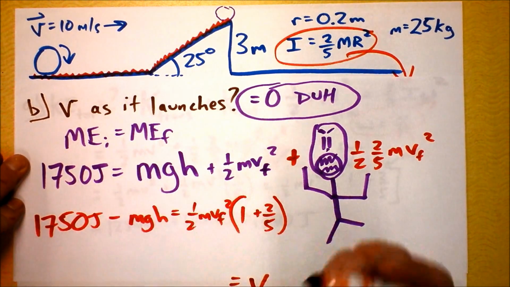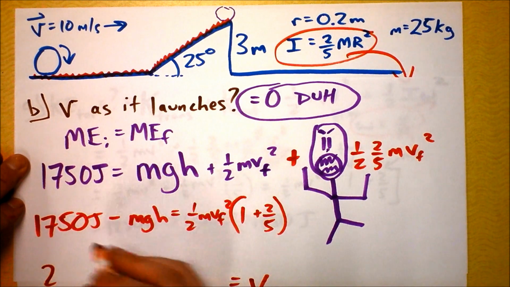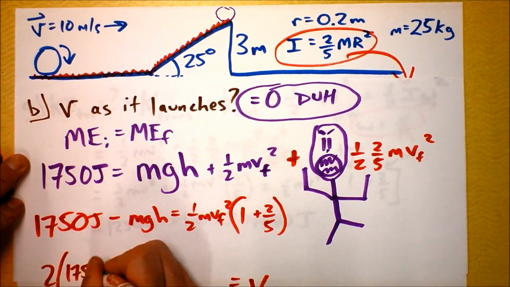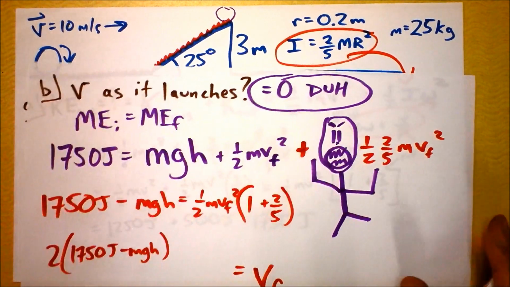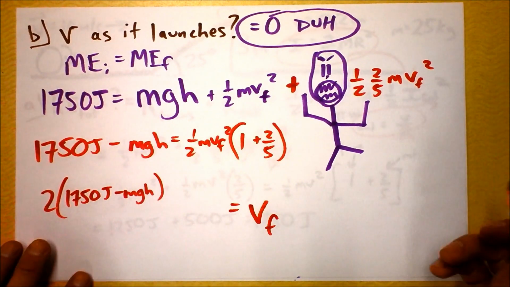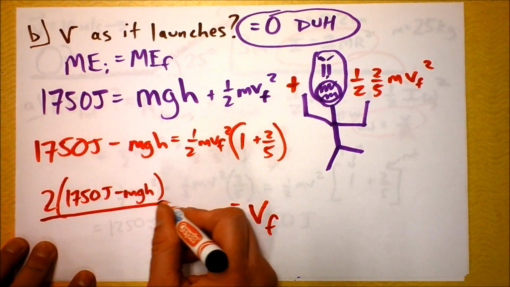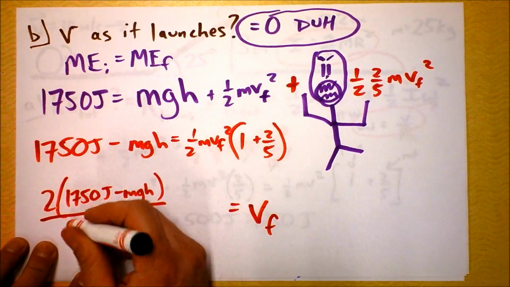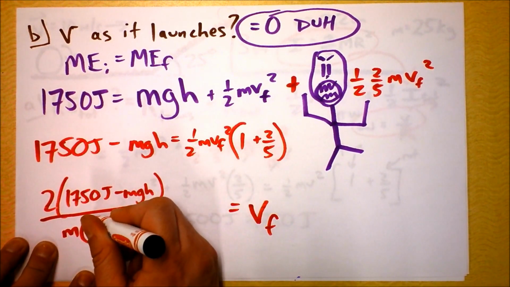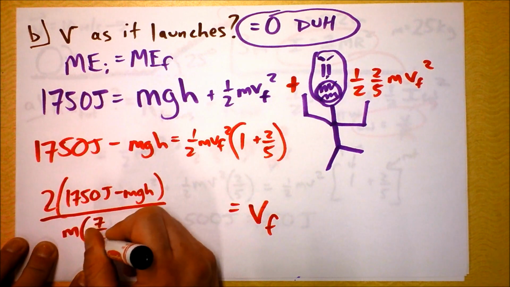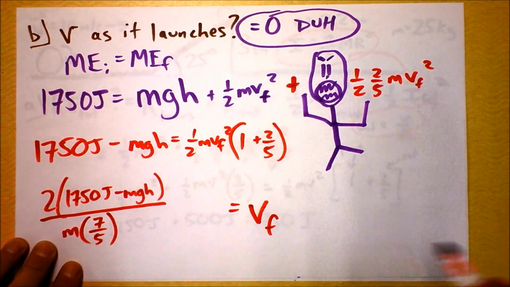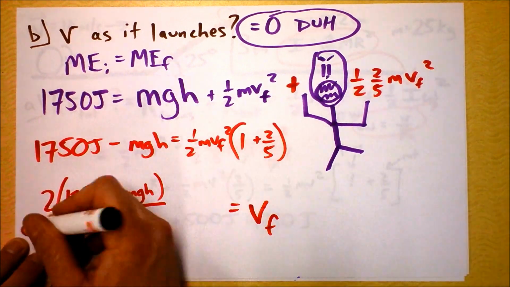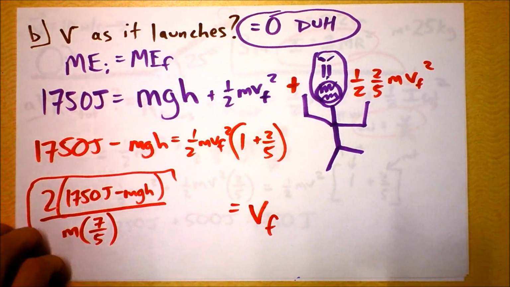Multiply by a factor of 2. I've got 2 times 1750 joules minus mgh. And then I'm supposed to divide by mass, and I'm also going to divide by 7/5. Dividing by 7/5 is not as good as multiplying by 5/7, but it's too late. The damage is already done. And then I have to square root both sides, and then we're done.